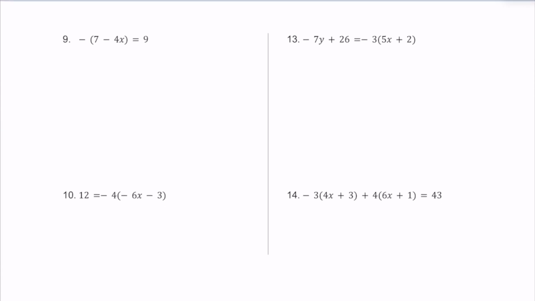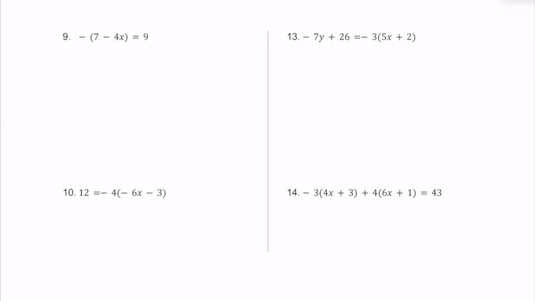All right, here is number 9. For number 9, we have negative, and then we have the quantity of 7 minus 4x. We have the opposite of whatever's inside there, and that is equal to 9. Now keep in mind that there's technically a negative 1 here, so it's the opposite of all these, because if you multiply anything by negative 1, it just is the opposite of the original. So negative 1 times 7 is negative 7. Then negative 1 times this minus 4x is going to be a plus 4x, and that's going to be equal to 9 on the right side.